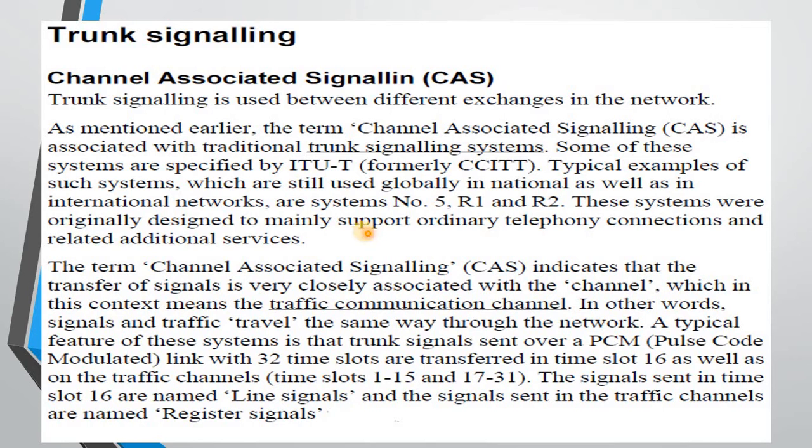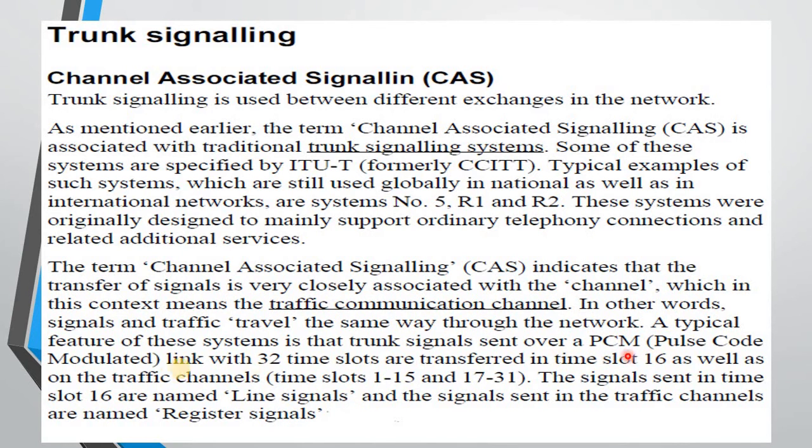basically evolved from the ITU-T standards. Typical examples of such systems which are still used globally in some networks are signaling system number 5, R1 and R2. These systems were originally designed to mainly support ordinary telephone connections and related additional services. The term channel associated signaling indicates that the transfer of signals is very closely associated with the channel, which in this context means the traffic communication channel. As the name suggests, channel associated signaling travels on the traffic communication channels.